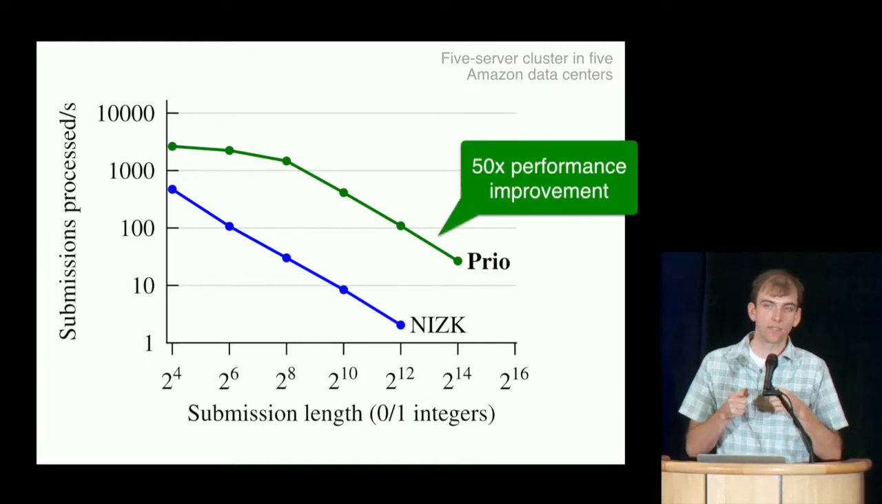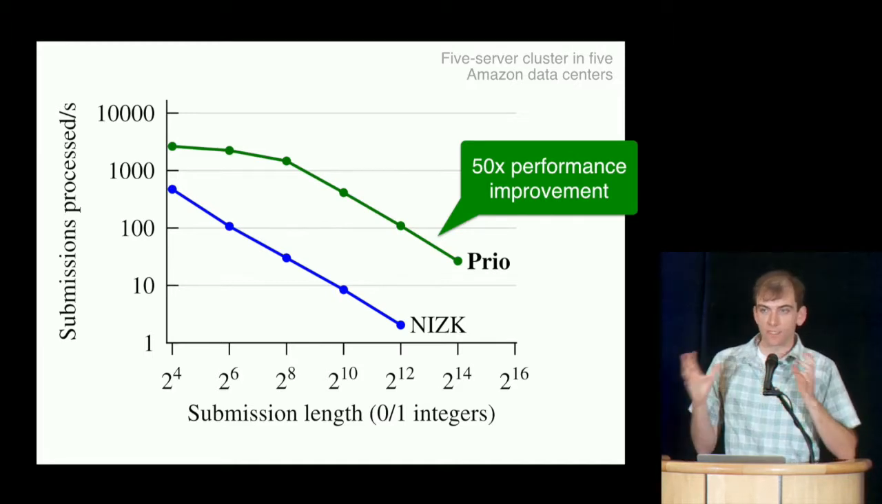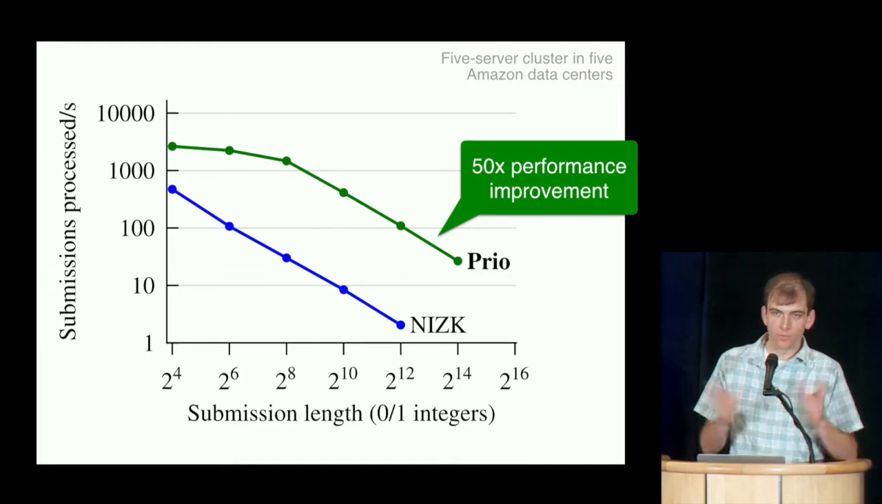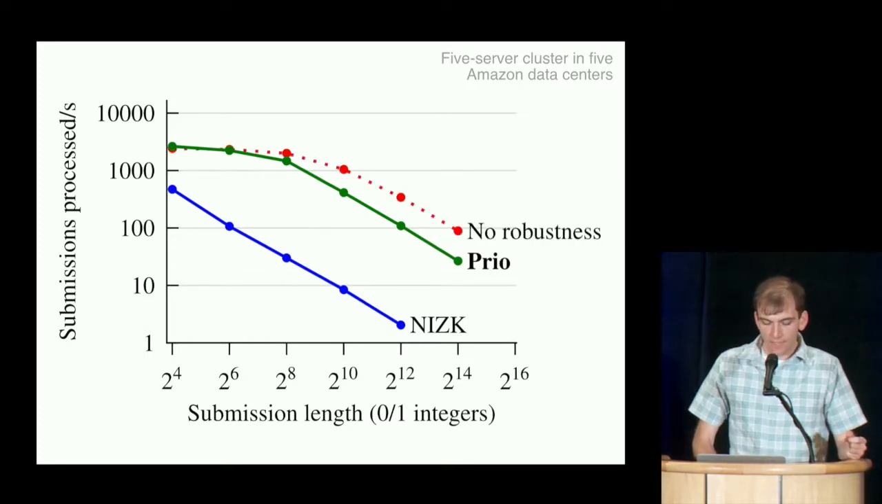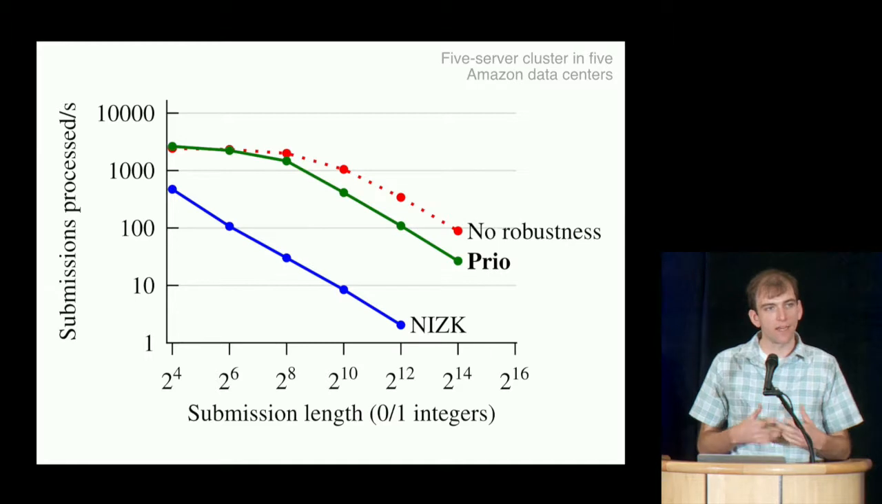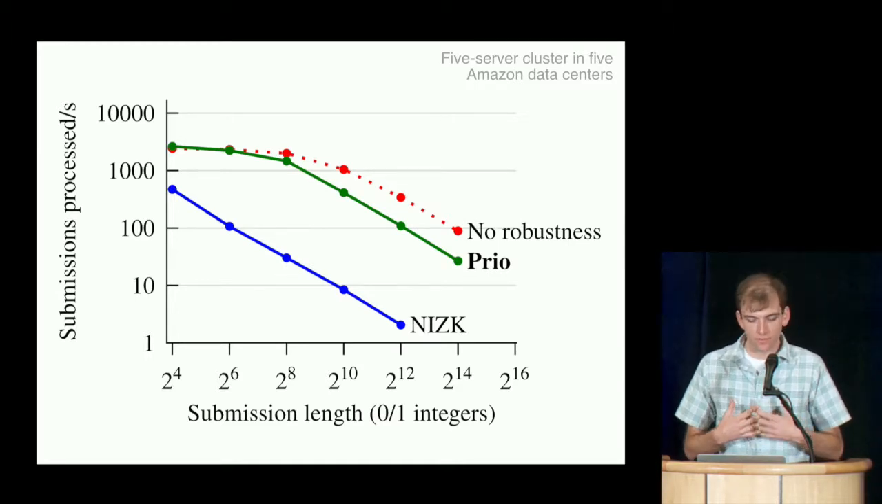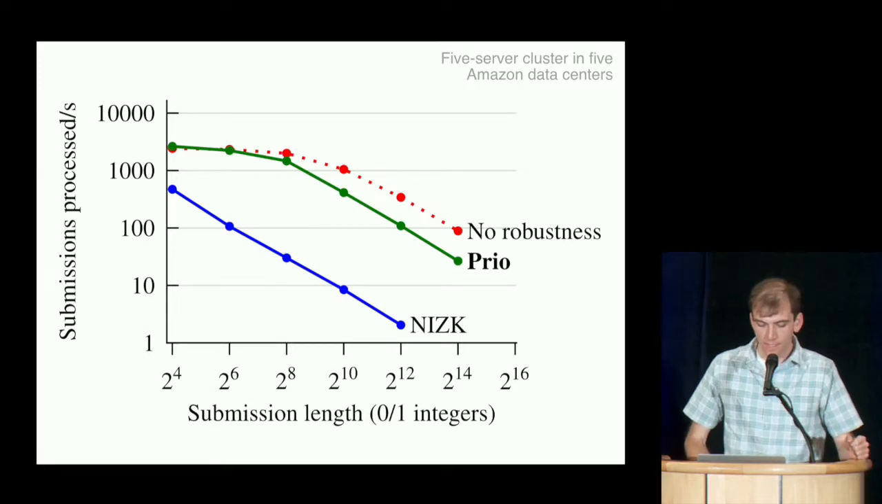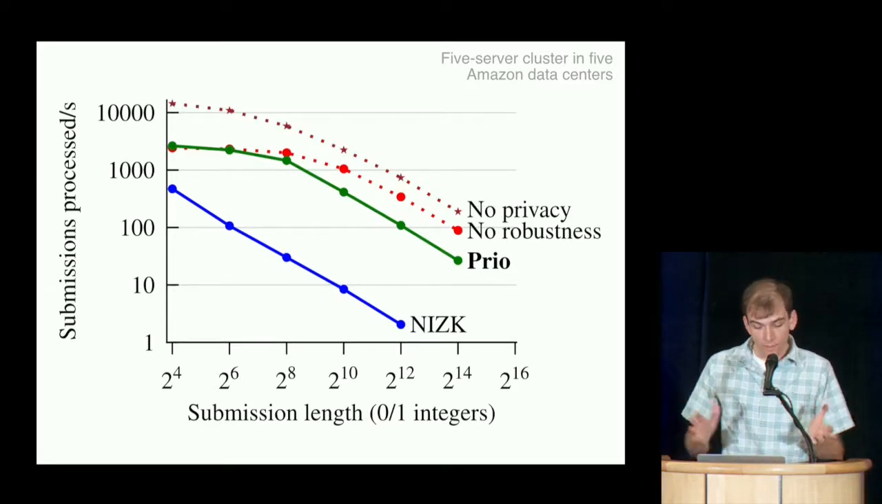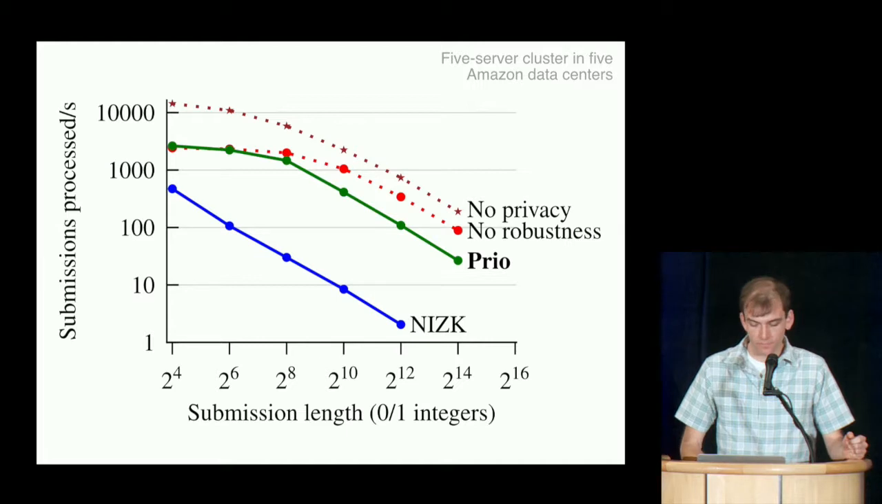Again, this is because we're not using public key operations at all. We can remove public key crypto almost entirely from the system. A scheme with no robustness whatsoever is about 5x faster than Prio, so this shows the cost of protecting against malicious clients is on the order of 5x. And then a scheme with no privacy whatsoever is about 10x faster than Prio.